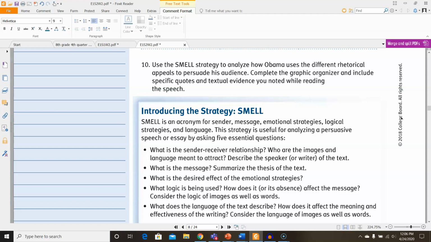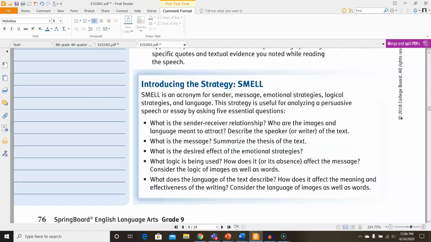Complete the graphic organizer and include specific quotes and textual evidence you noted while reading. So here are some of the things that Springboard wants you to know about the SMELL strategy. SMELL is an acronym for Sender, Message, Emotional Strategies, Logical Strategies, and Language. The strategy is useful for analyzing a persuasive speech or essay by asking 5 essential questions.